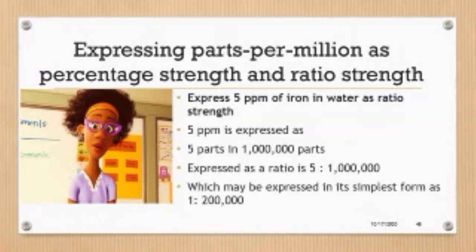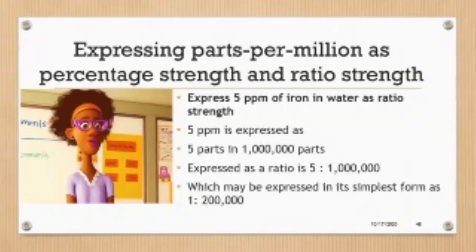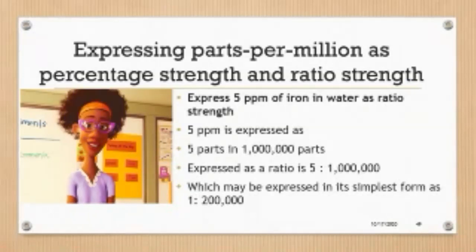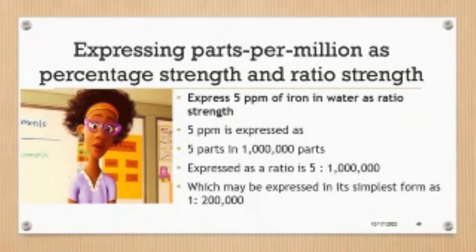Okay, I had it here. So you got away. 5 parts per billion is expressed as 5 parts in 1 million parts. Expressed as a ratio, it is 5 to 1 million. Therefore, in its simplest form, it is 1 in 200,000. And then I'm going to ask somebody to tell me how they got, or how I got, 1 in 200,000, and if that is correct.